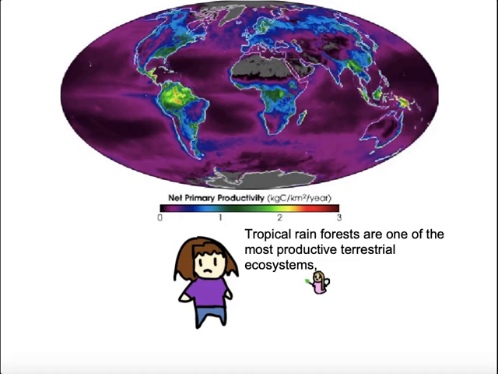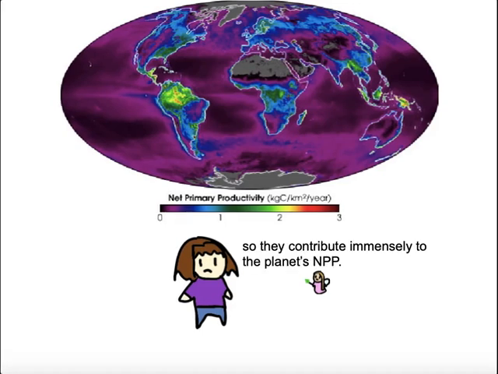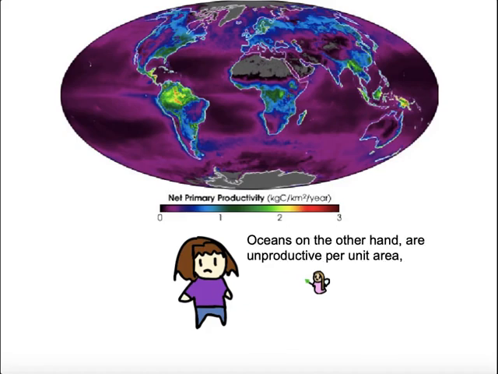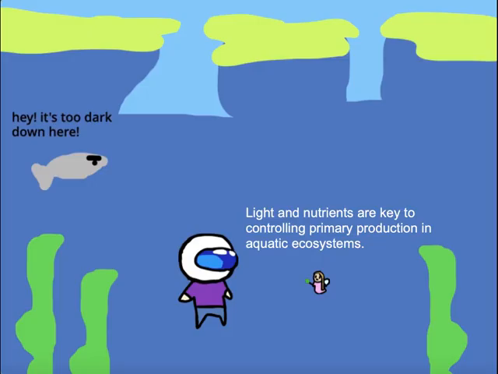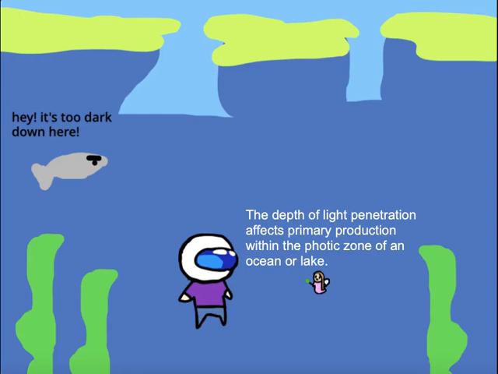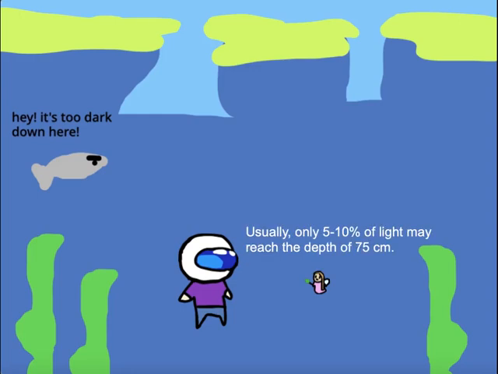Tropical rainforests are one of the most productive terrestrial ecosystems, so they contribute immensely to the planet's NPP. Oceans, on the other hand, are unproductive per unit area, yet in total contribute to global NPP as much as land biomes do. Light and nutrients are key to controlling primary production in aquatic ecosystems. The depth of light penetration affects primary production within the photic zone of an ocean or lake. Usually, only 5–10% of light may reach the depth of 75 centimeters.